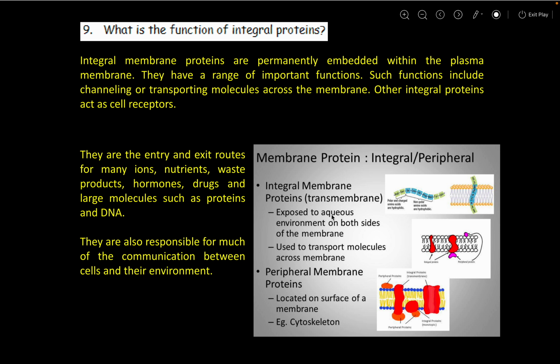And lastly, I would like to point out that integral proteins are exposed to an aqueous environment, or a fluid rather, on both sides of the membrane, and they are used to transport molecules across the membrane.